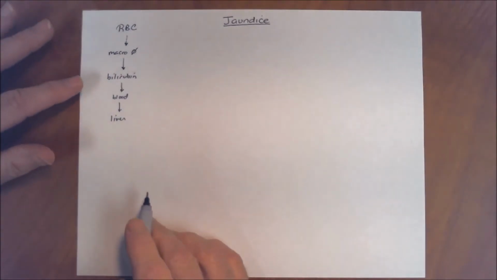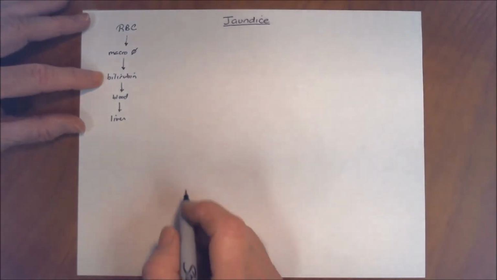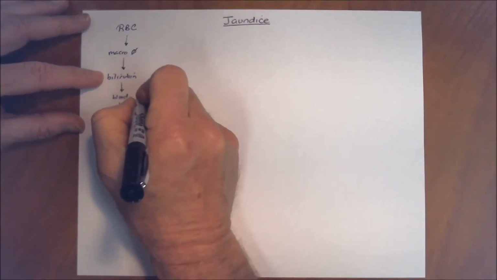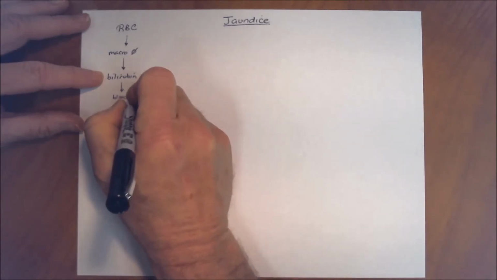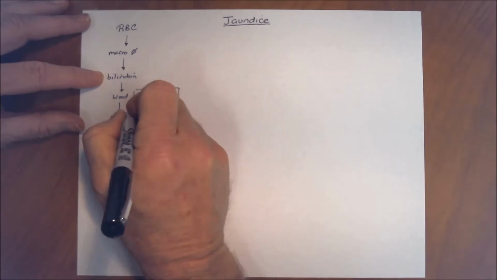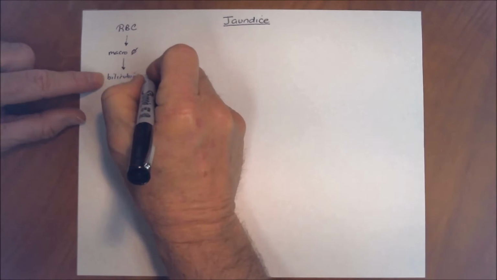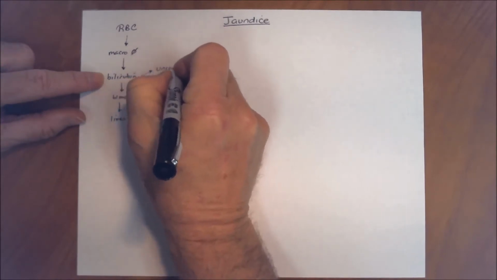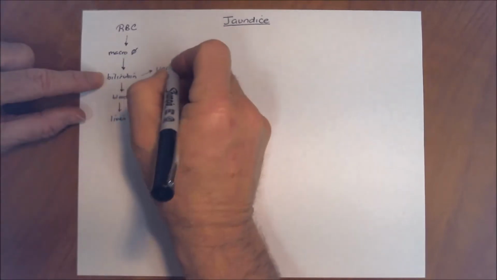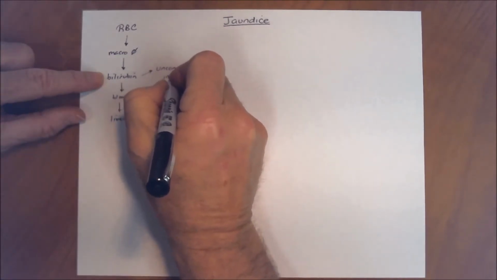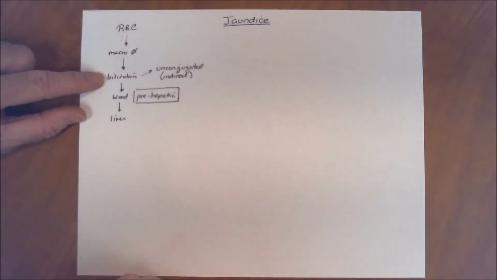Now this portion here, prior to the liver taking up the bilirubin from the blood, is called the prehepatic phase of heme degradation. At this point, the bilirubin is unconjugated. Unconjugated is termed indirect in clinical laboratory tests.